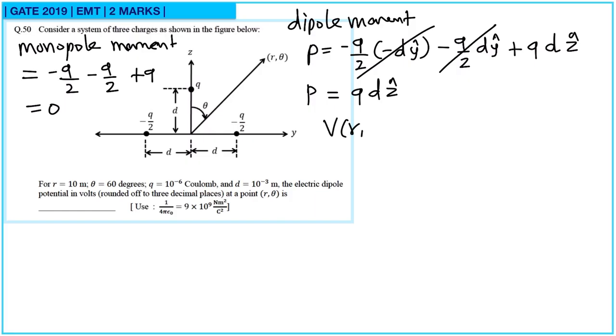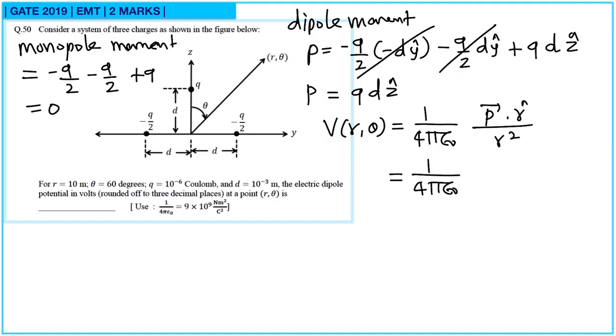Now V of r theta is equal to 1 upon 4 pi epsilon naught, then we have here p bar dot r cap upon r square. So this will be equal to 1 upon 4 pi epsilon naught. P bar is q d z cap, and this will be the direction of r cap. So we are taking dot product with it. So this will be magnitude of P into magnitude of r cap is 1 into cos theta upon r square.